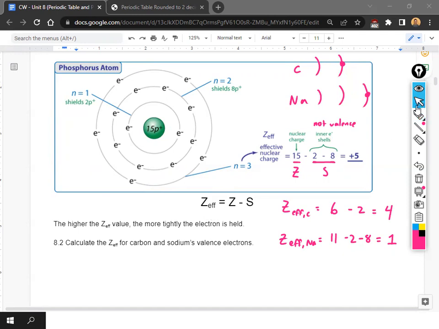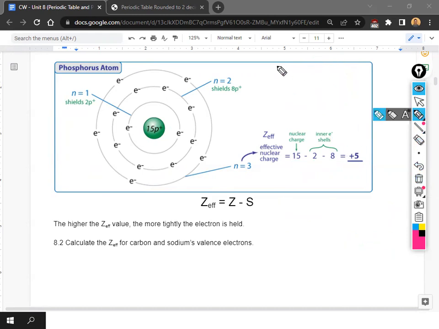Copper, yeah. So if we were taking a look at copper, hold on. Can I erase this? Yeah, okay. So if we're taking a look at copper, Zeff is going to be the number of protons. So we've got 29, and we need to subtract the inner shell electrons.